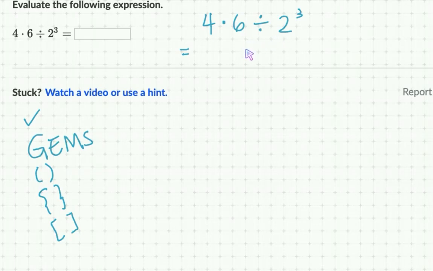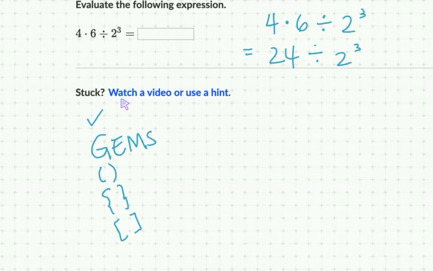Now here is my hint to you. There's a lot of math going on here, so you might be tempted to just do everything from left to right. Just 4 times 6 is 24, and then divide by 2 to the 3rd power and just go in whatever order that you want to go in. Don't do that, because then you're not following GEMS, the order of operations.